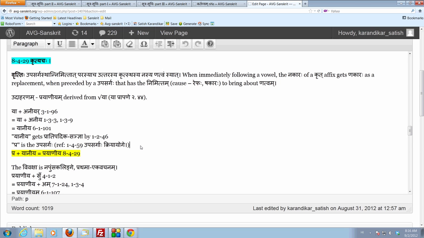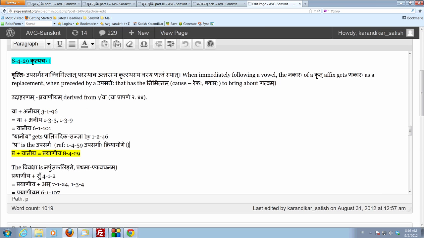So what we will have is an upasarga, which has a nimittam. There will be a dhatu following that, and then of course we know that the krit affix is added to the dhatu. So we'll have the upasarga, which contains the nimittam, then the dhatu, and then the affix, the krit pratyaya. The krit pratyaya should have the nakara. The nakara should immediately follow a vowel, and the nimittam for natvam should be in the upasarga.